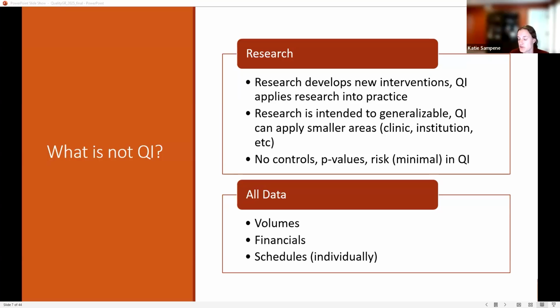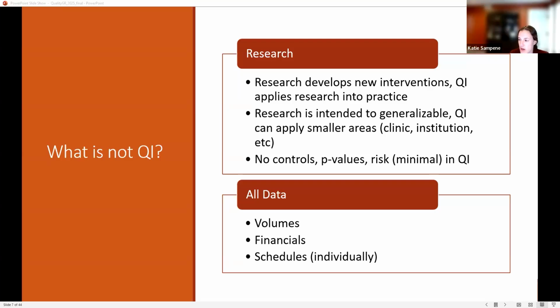For quality improvement, there's no need for controls. We're so used to research having your control group to compare something to, to make sure that it's better, or at least not inferior to. In quality improvement, you don't have to have a control. You can just decide that you want to hit a particular satisfaction rate, and just pick it, and that's acceptable.